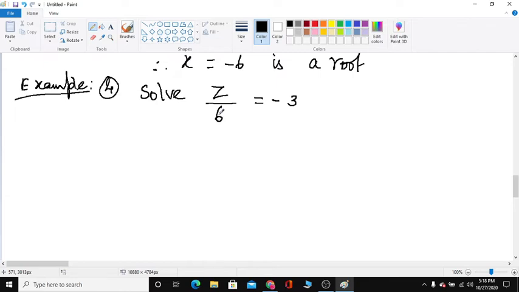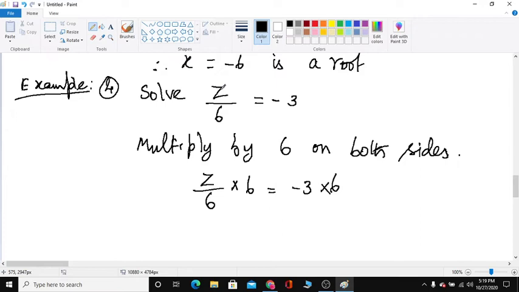So here, what is in the left hand side? First you write the left hand side, z by 6. Now multiply by 6 in the left hand side: z by 6 into 6 is equal to the right hand side, minus 3 into 6. Both sides you have to multiply by 6.